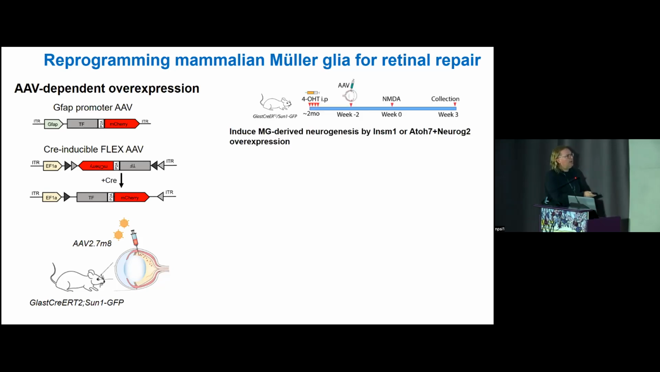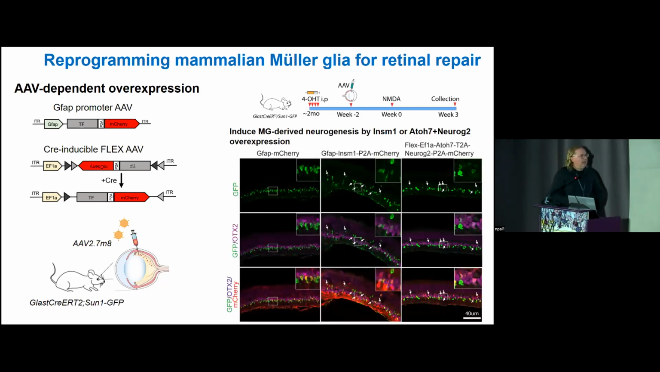The data here is all done using wild-type animals. We first label the cells with SUN1-GFP ahead of time. We then inject the virus, apply NMDA, and then we wait. We're able to see that both viruses, one expressing the neurogenic transcription factor INSM1, the other expressing the neurogenic bHLHs E2A and NeuroG2, can induce GFP-positive Müller glia to start to express OTX2. This is a bipolar cell marker, as you can see here. This is pretty low level, but this is all happening in wild-type animals.